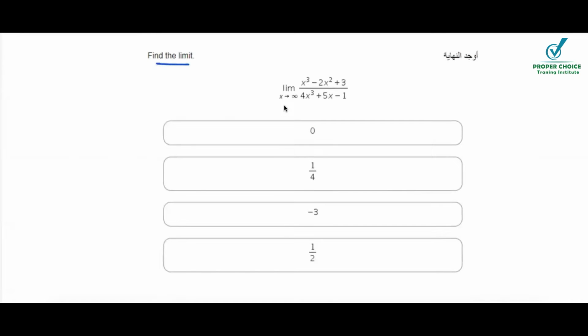Find the limit as x approaches infinity of x cube minus 2x square plus 3 divided by 4x cube plus 5x minus 1. There are three conditions when x is approaching infinity, and this is one of those. As long as the highest power of the variable x in the numerator and the denominator is the same, their coefficient ratio itself is the result. So the coefficient of x cube in the numerator is 1, divided by the coefficient of x cube in the denominator, which is 4. So 1 by 4 itself is the answer. There are two such conditions. Please make sure that you know them.